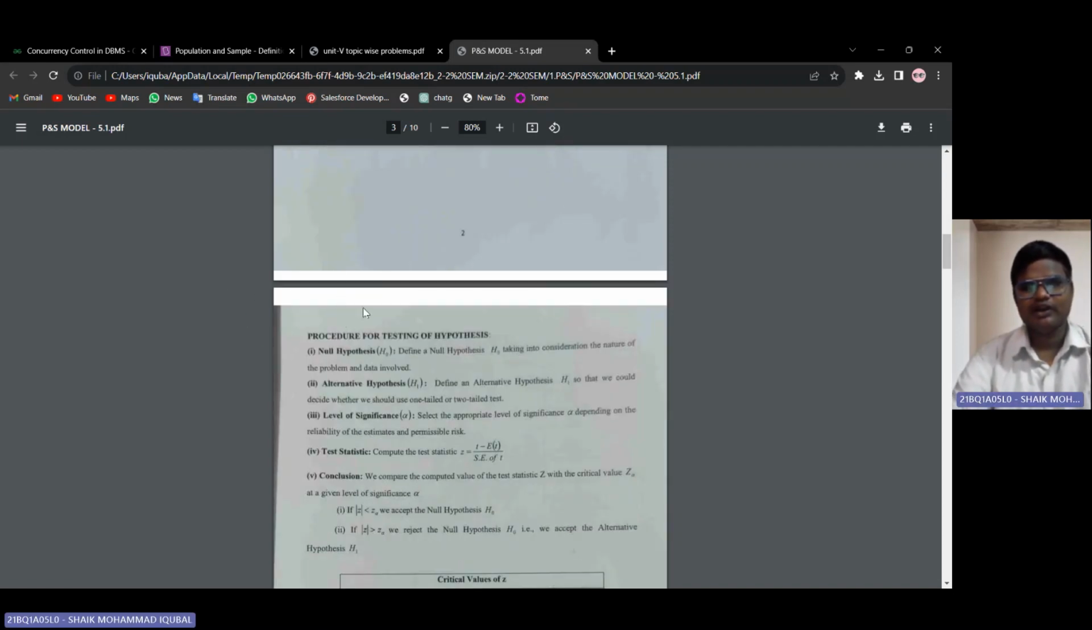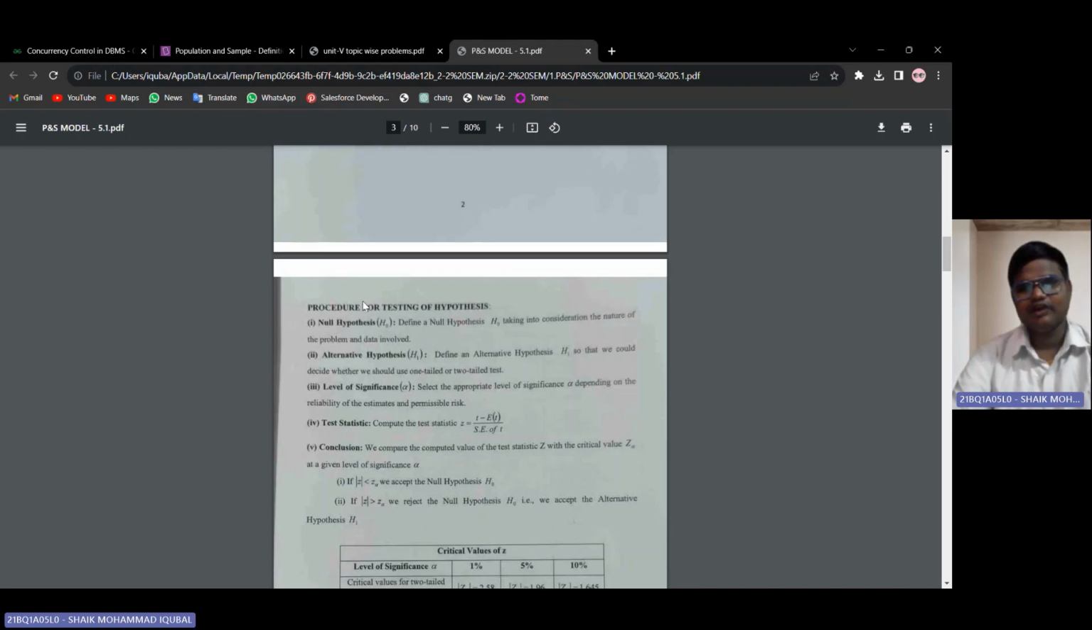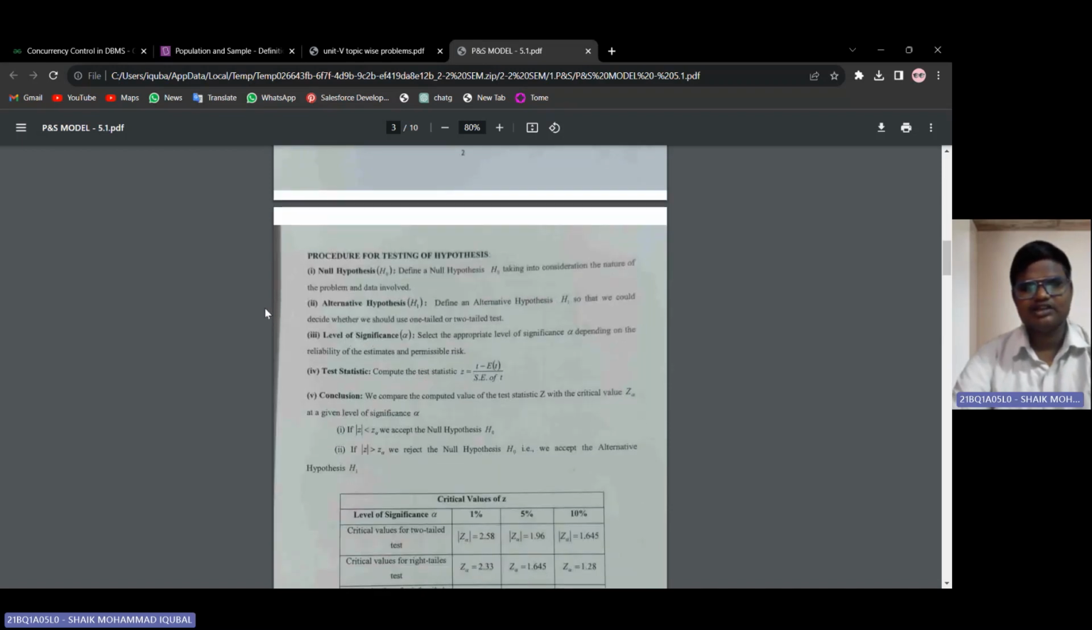Null hypothesis. Define a null hypothesis H0 taking into consideration the nature of the problem and data involved. Alternative hypothesis. Define an alternative hypothesis H1 so that we can decide whether we should use a one-tailed or two-tailed test. Level of significance. Select the appropriate level of significance alpha depending on the reliability of the estimate and permissible risk. Test statistic. Compute the test statistic Z equals T minus E of T by SE of T.